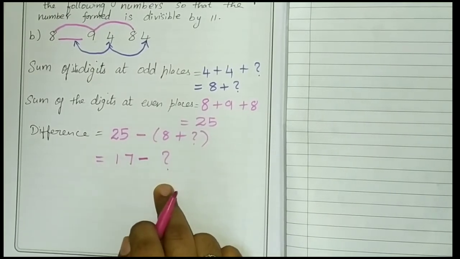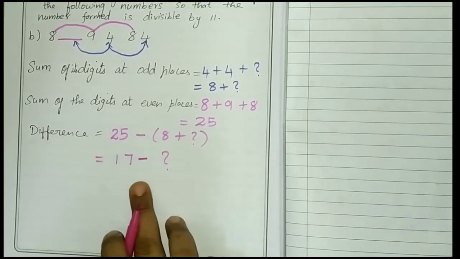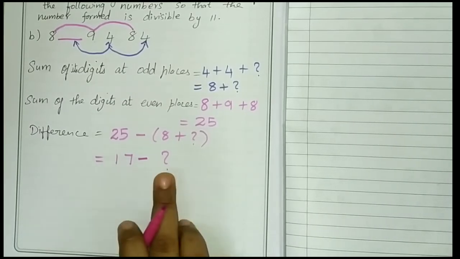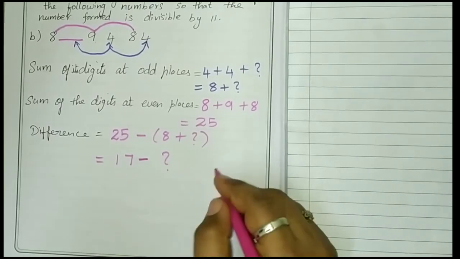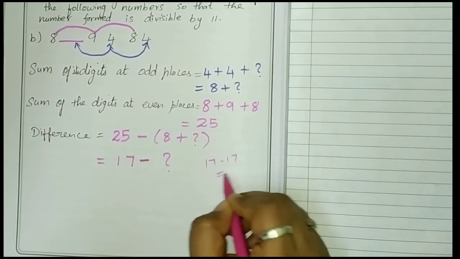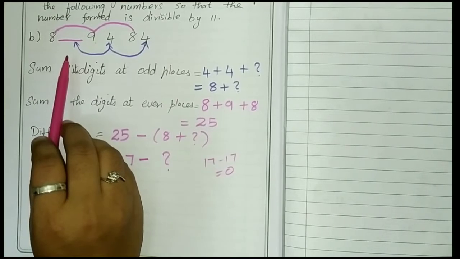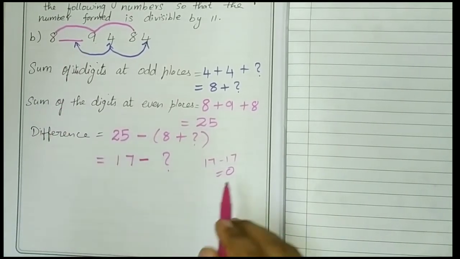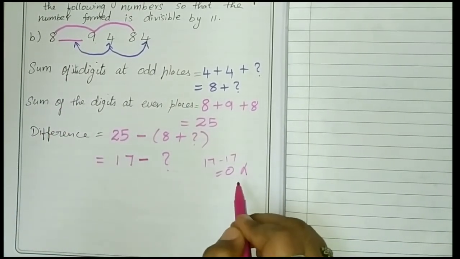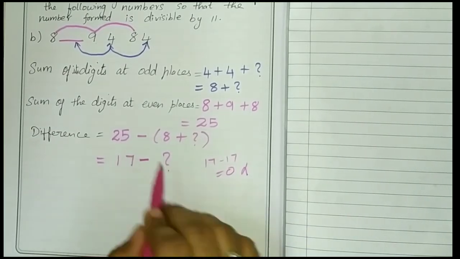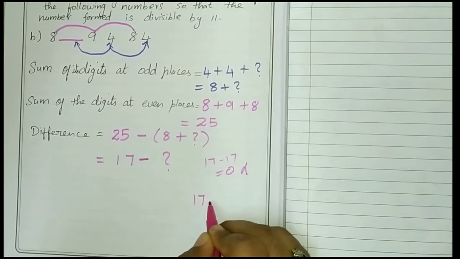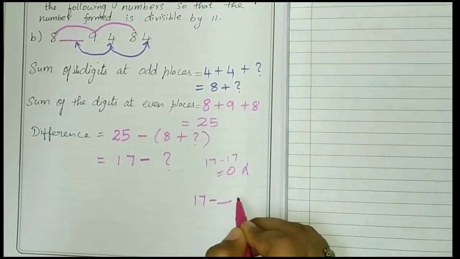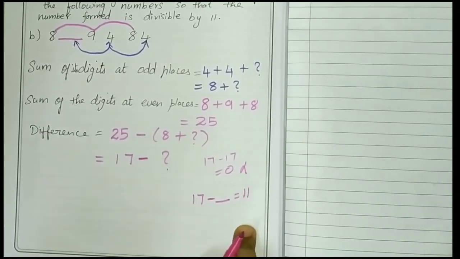So what do I have to do? Here you see, 0 is not possible. Why is 0 not possible? Because 17 minus some number, 17 minus 17 I can't put, because 17 minus 17 is the only way I get 0. In the blank space I have to put a one digit number. So this condition is not possible. So I have to check for what this answer must become 11. With what number should I subtract to get my answer as 11?